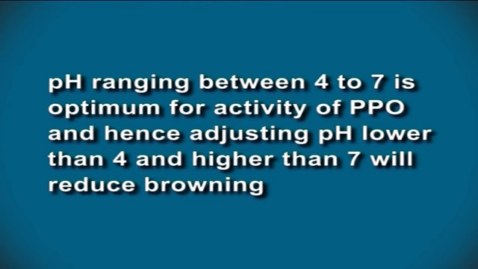pH. The optimum pH of PPO activity varies widely with the type of enzyme and the substrate. pH ranging between 4 to 7 is optimum for activity of PPO, and hence adjusting pH lower than 4 and higher than 7 will reduce browning.